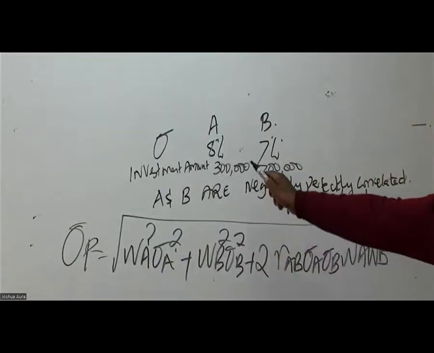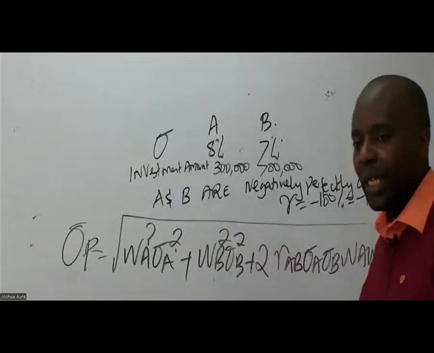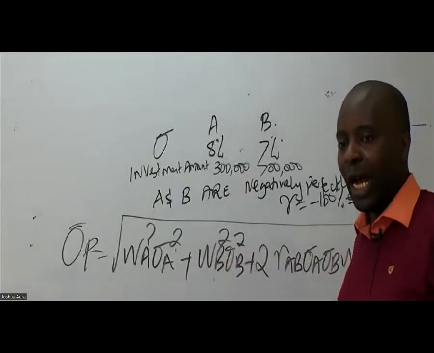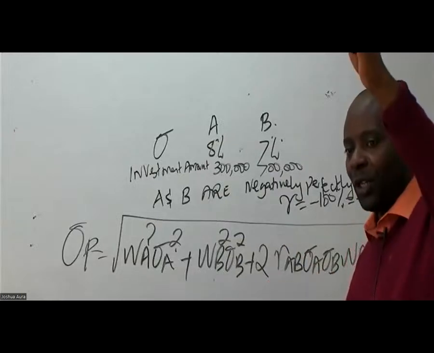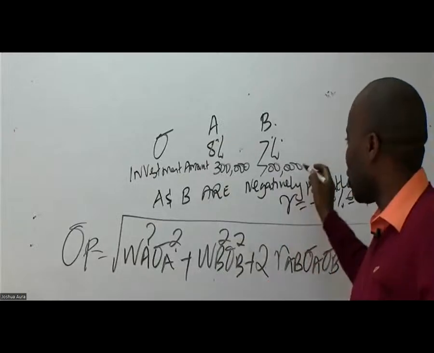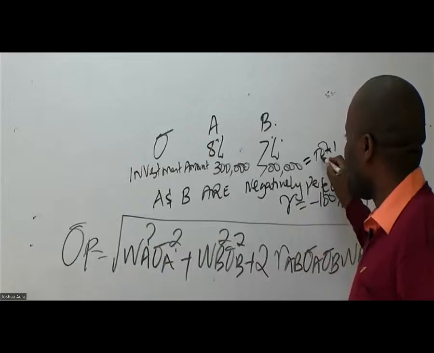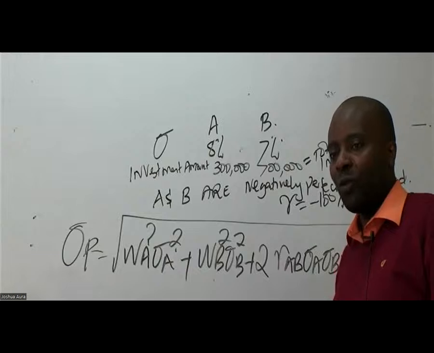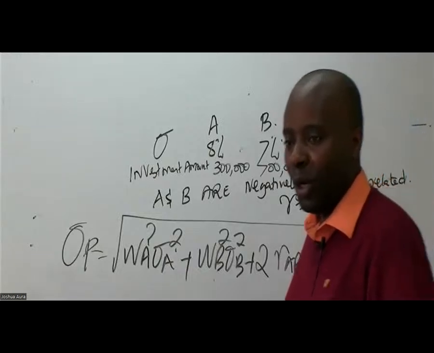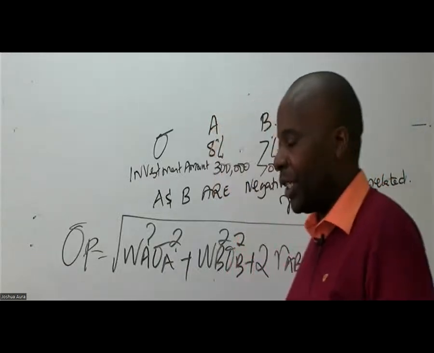So is there anybody who was able to get the weight of A out of the 1 million shillings? These guys have taken 300,000 to A. So the total here is 1 million. Then the weight of A will be 0.3. And the weight of B will be 0.7. I hope everybody is able to see that.